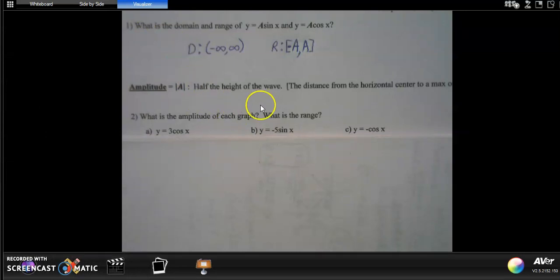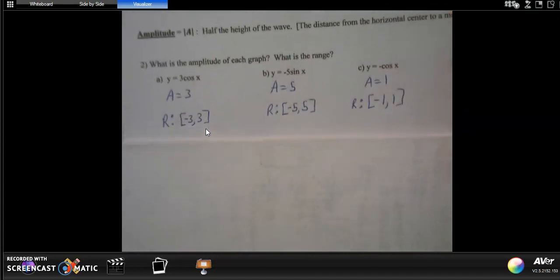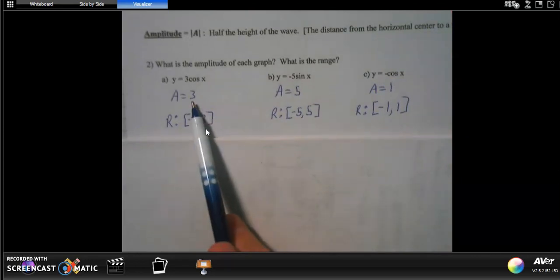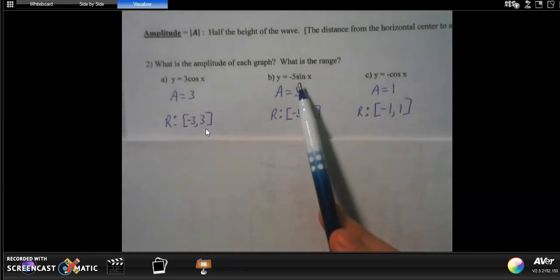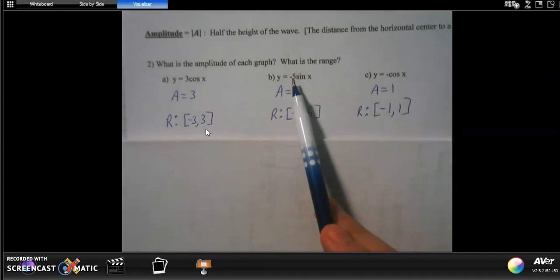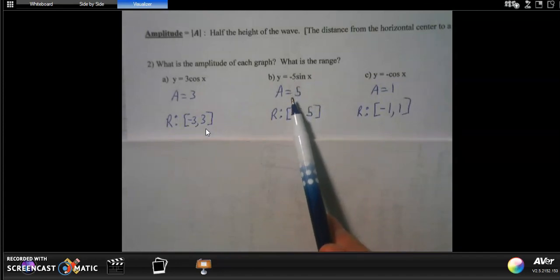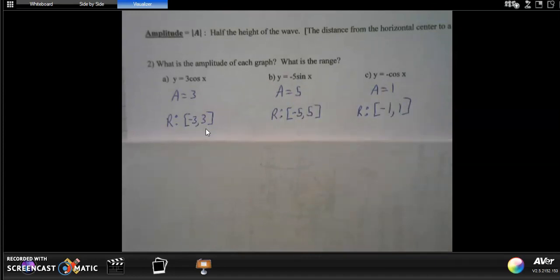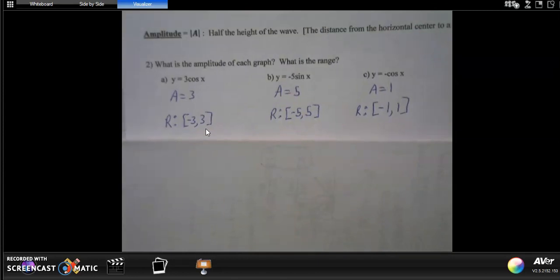So the amplitude for each graph and then the range, take a minute and try those, and you can graph them to help you with your answer or just to see what's going on. And I'll show you the answers. Okay, so the amplitude in the first one is 3. Remember that it's the absolute value. So in part B and C, we have negative in front. So the amplitude is +5 and +1 for part C. And then I give you the range.